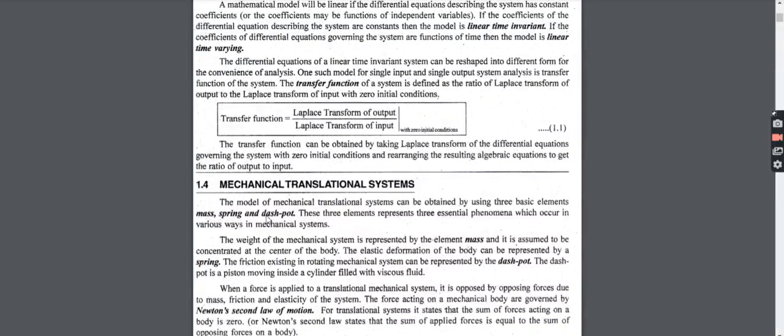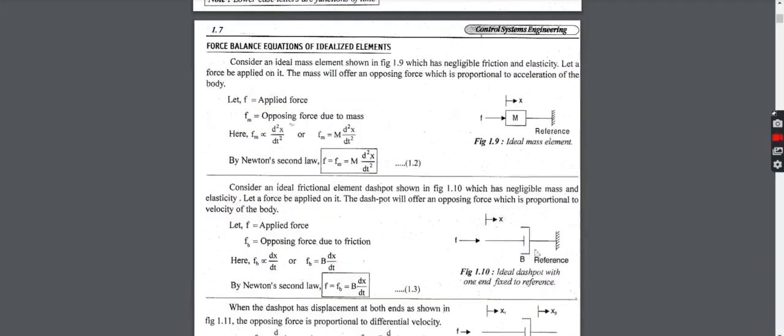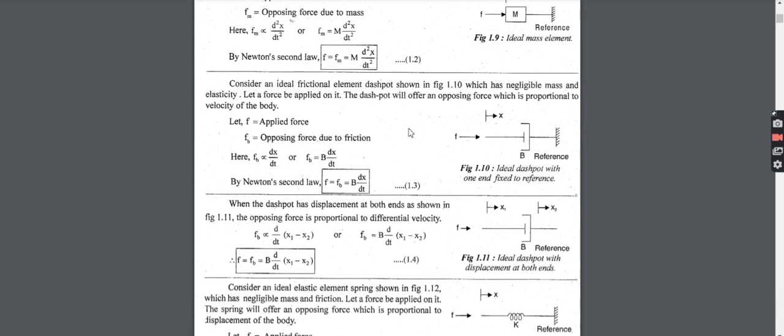Coming to the third part, the dashpot. What is a dashpot? If a force is applied on dashpot B, it is opposed by an opposing force due to the friction of the dashpot. This opposing force is proportional to the velocity of the body. Assuming mass and elasticity are negligible, we end up with the equation F equals B into dx by dt. So here are the three most important equations while solving translation motion.